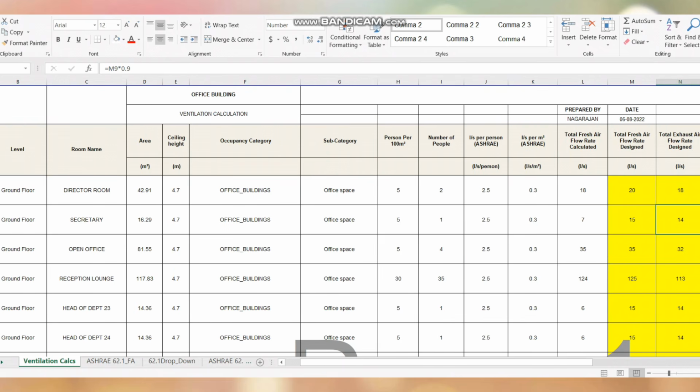And in the return air, 90% I have considered. 90% of the 15 liter per second, that is 14 liter per second. So that is considered as the return air.